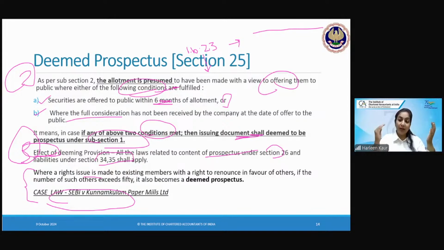It says there was a document, right issue was made to the existing shareholders. Here you're not going to the public. You're just asking existing shareholders to give money to the company and take up the shares in the company. So there was a right to renounce in favor of others and the number exceeded 50. So it shall be deemed to be the prospectus if such kind of condition is existing between the company and the shareholders.